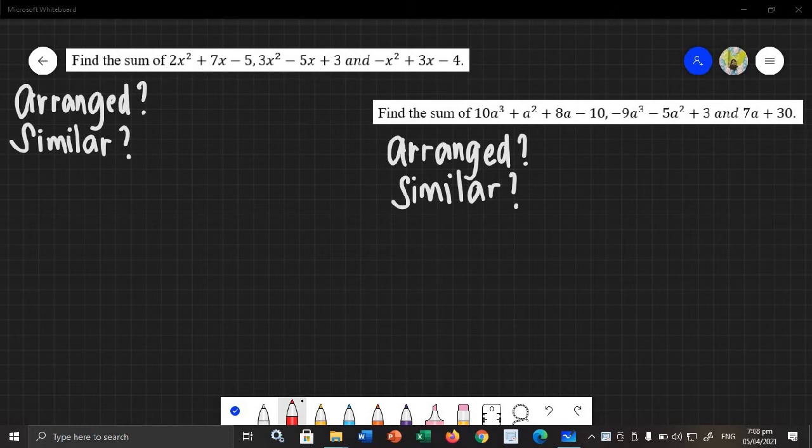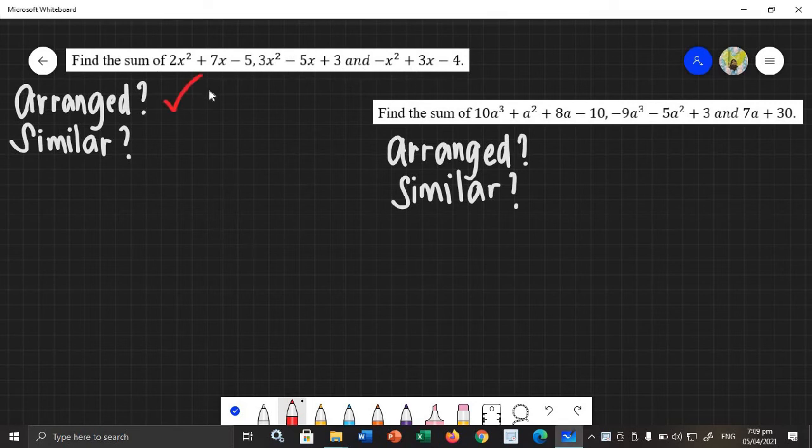Next is we have example number 3 and example number 4. So, we will be finding the sum of 2x raised to the second power plus 7x minus 5, 3x squared minus 5x plus 3 and negative x squared plus 3x minus 4. So there are 3 addends that we need to add. So observe muna natin if each addends are arranged in standard form. So the first one, yes, it is arranged. The second one also, and the third one. So it is already arranged. All of it are arranged in standard form, no?